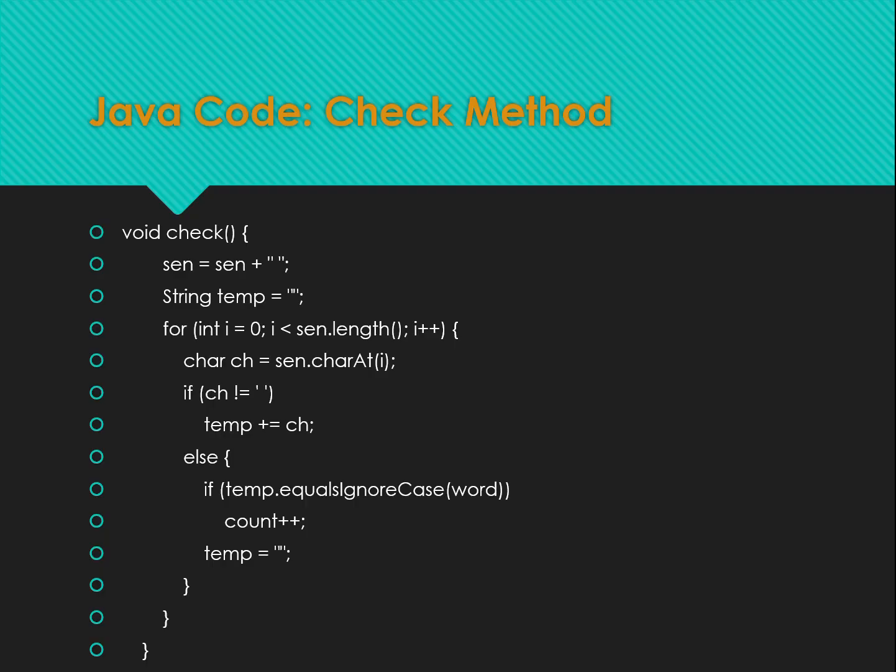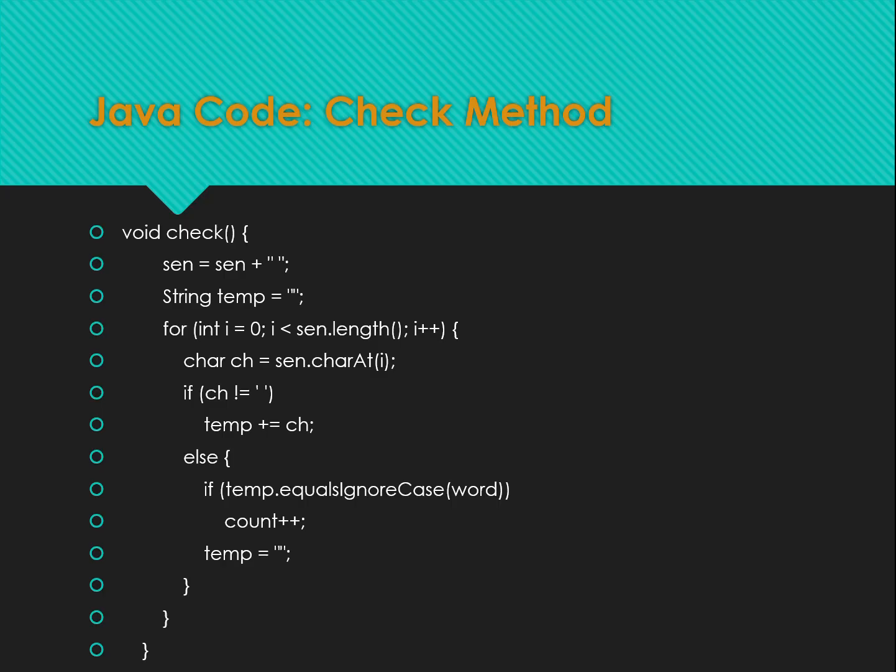This is the check method, where the main logic is written to count the word occurrences. First, we add a space at the end of the sentence. This ensures the last word gets processed, as our loop checks for spaces to identify word boundaries. We use a temporary string named temp to build each word character by character. Inside the loop, we check every character of the sentence.